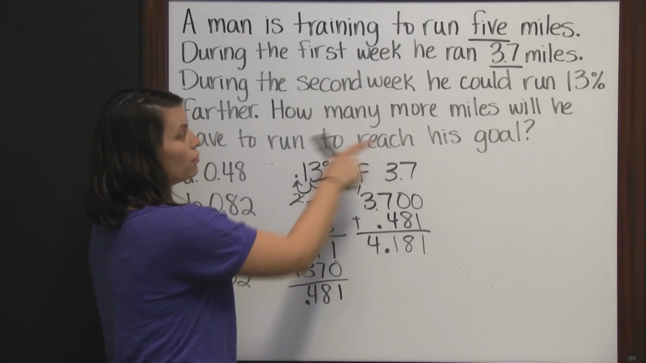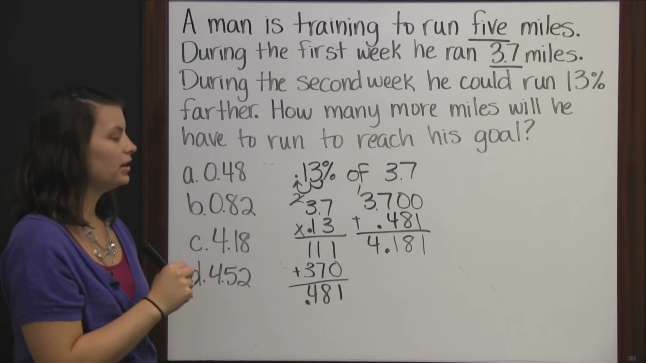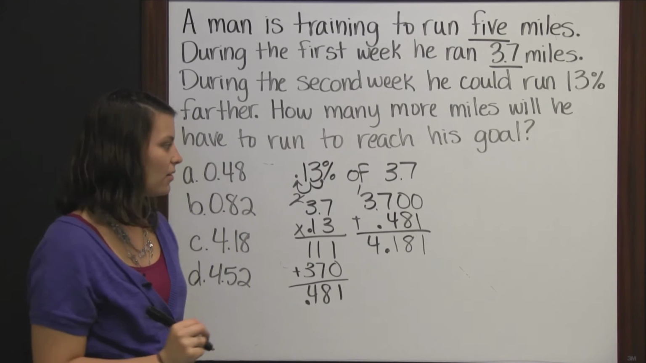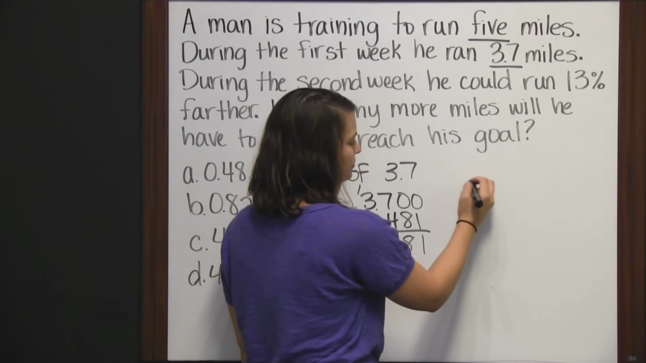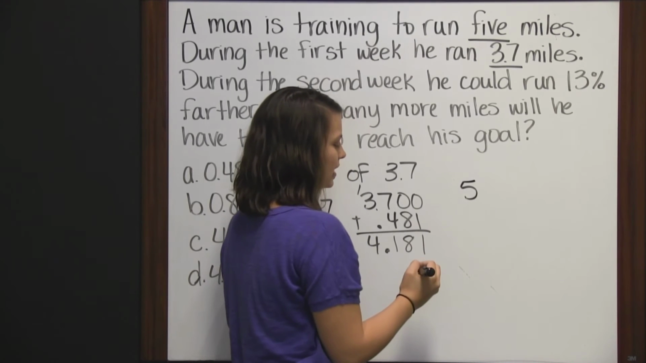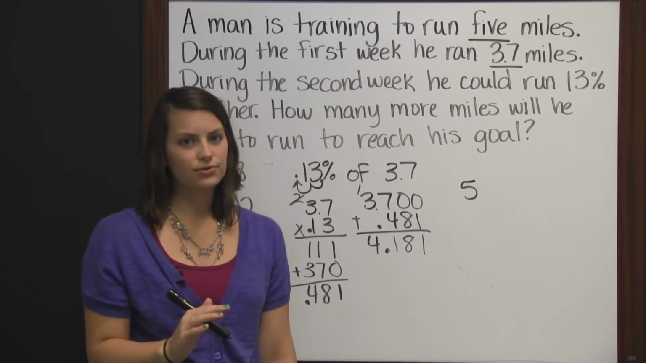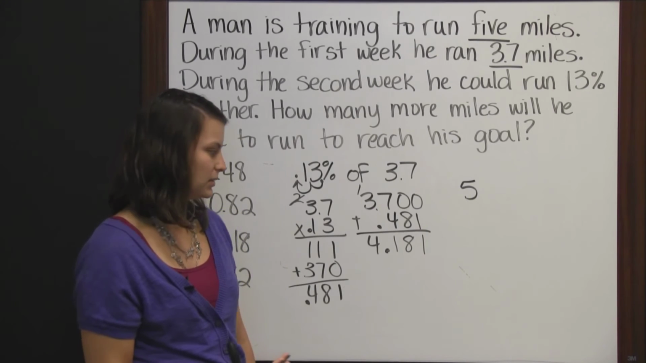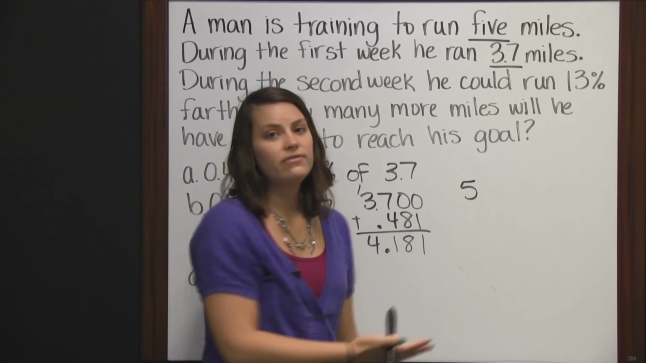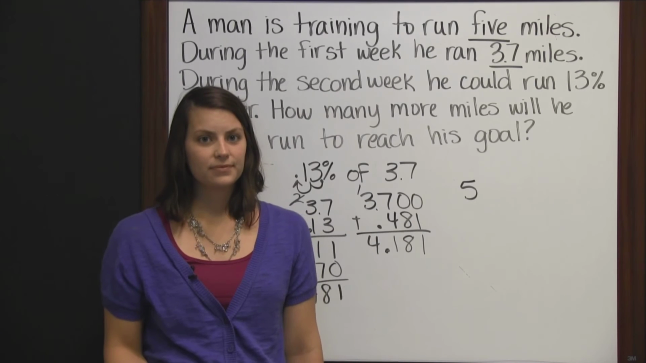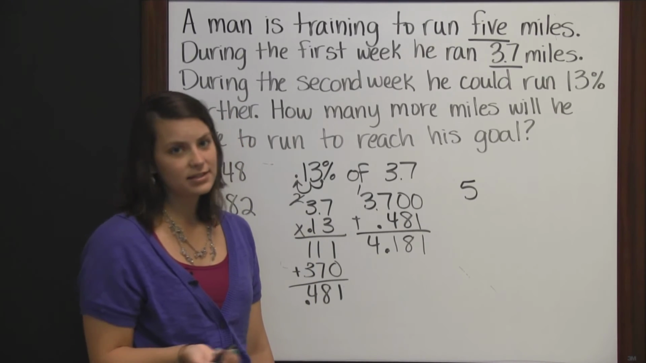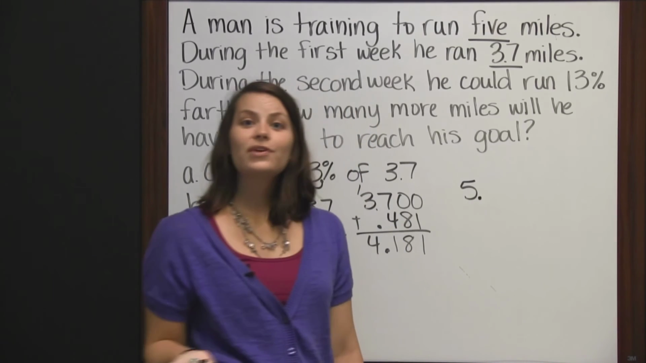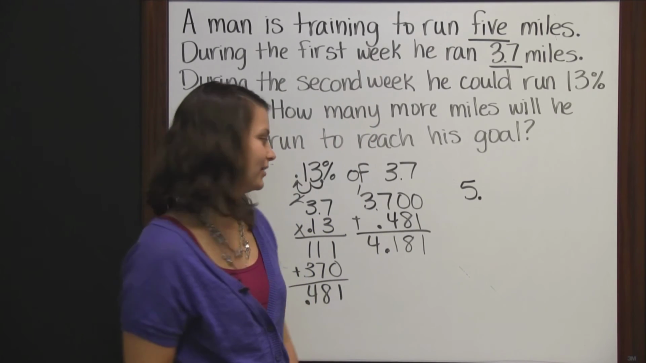So how many more miles will he have to run to reach his 5-mile goal? To find that, we'll have to subtract. So take the 5 miles, and remember with decimals, either adding or subtracting, we have to line up the decimals. In 5, we don't see a decimal. Well, if you can't find the decimal, then the decimal's behind the number.